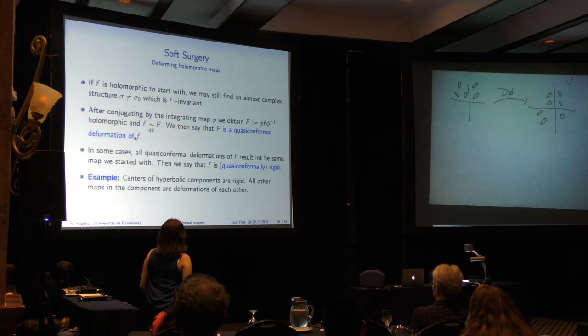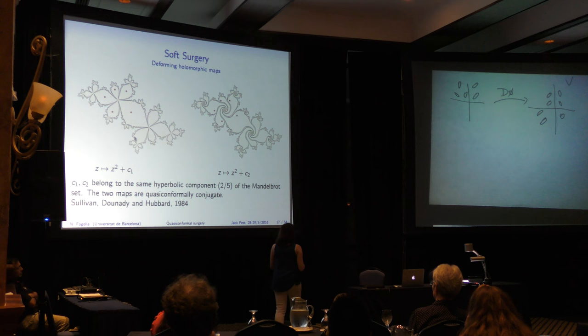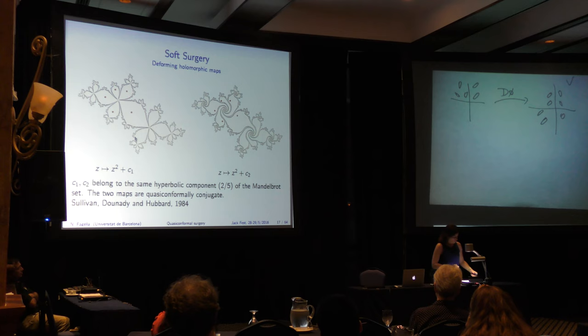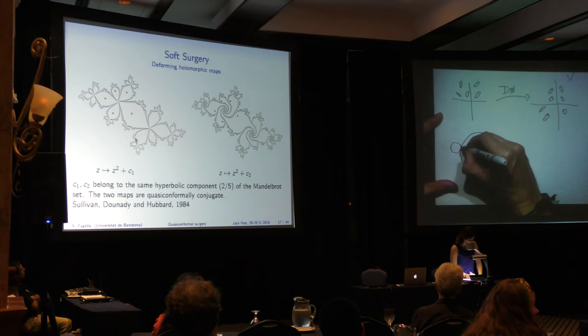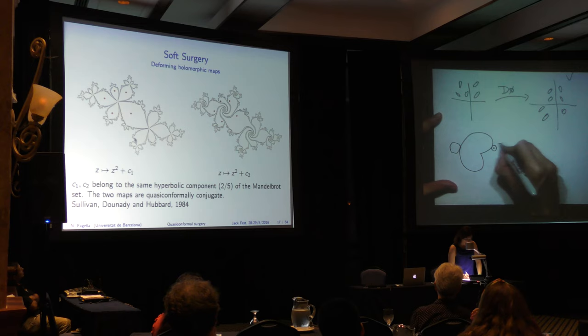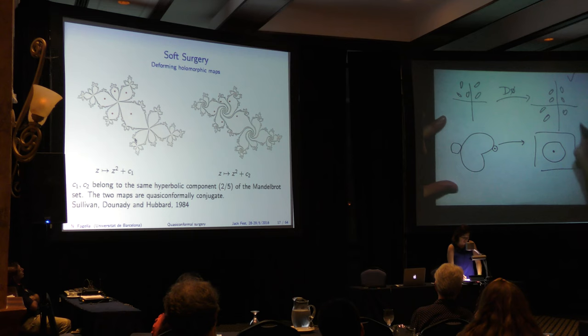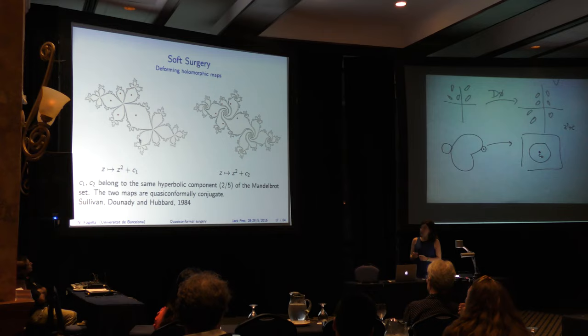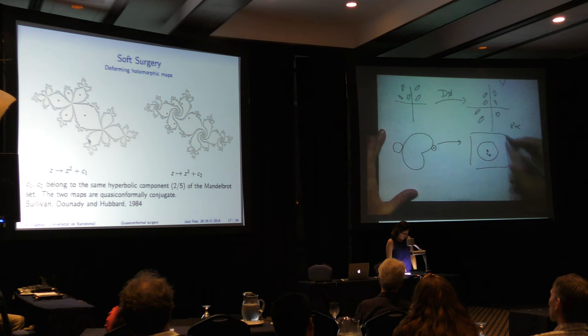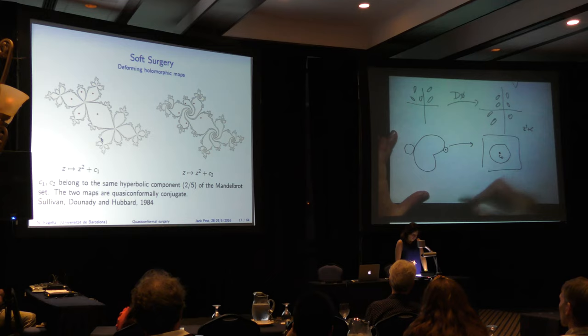So if I look at the centers of hyperbolic components of the Mandelbrot set, so not only the Mandelbrot set, but if you take this picture here, it comes from looking at the 1/5 limb. Let me make a zoom. So here is the limb. There is one special point in the center, which is z squared plus c, for which there is a period 5 orbit which is super attractive. Okay. So that point is rigid. That polynomial is rigid, so no matter how you change the complex structure, you will always end up with z squared plus c zero.